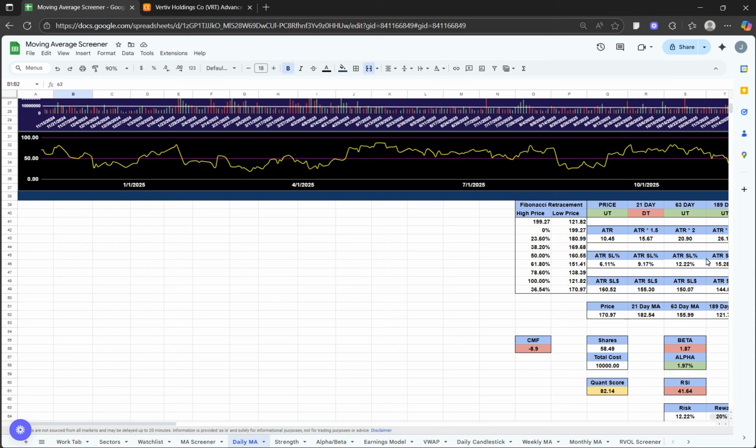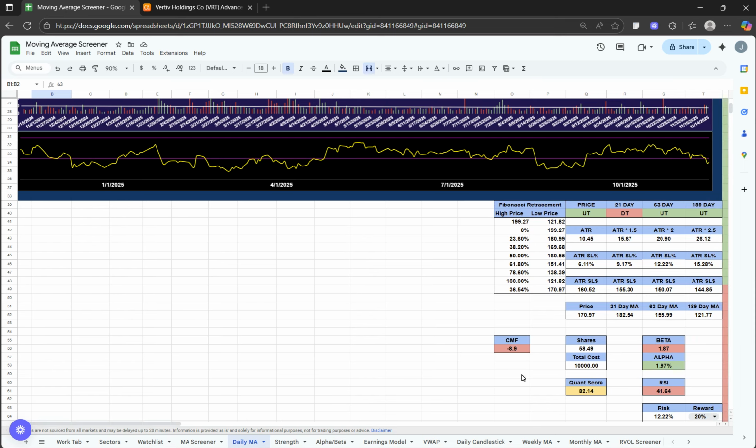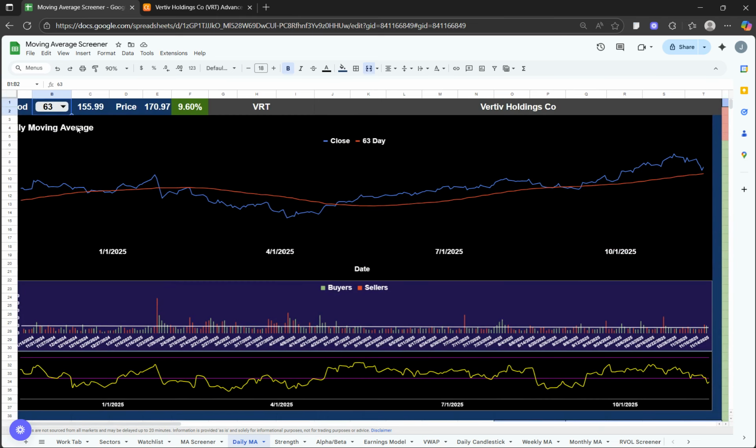RSI. These are your ATR stop loss percentages. Just pull this over to the right just a tad so you can see. Change this to the 63-day exponential moving average, and you can see when we hit that, we bounced right off of it. We pivoted. So this is really like a pivot point, right? These moving averages, all they are is just telling us a story, and that's a pivot point for Vertiv Holdings, which pivoted right off of that.